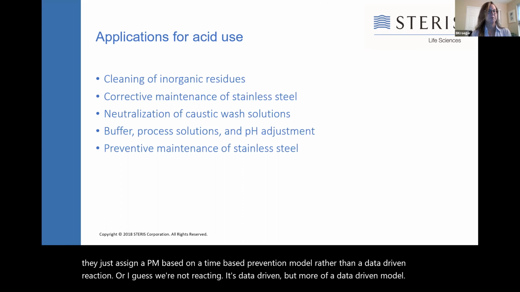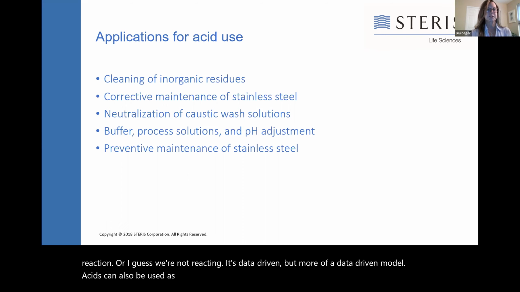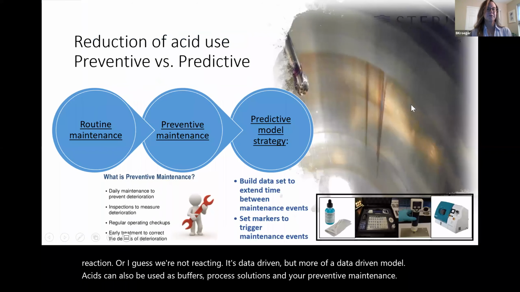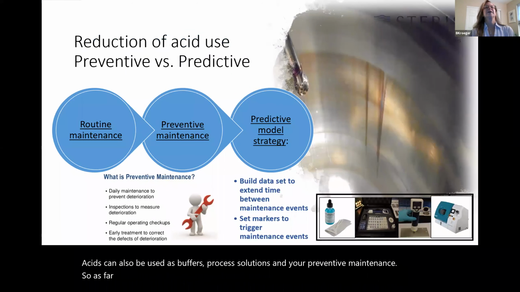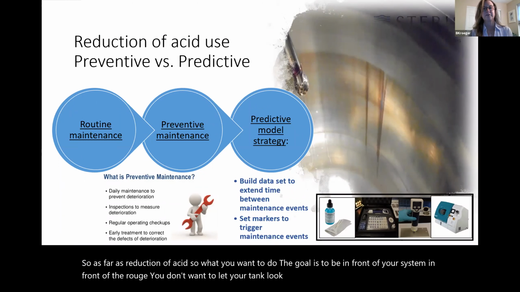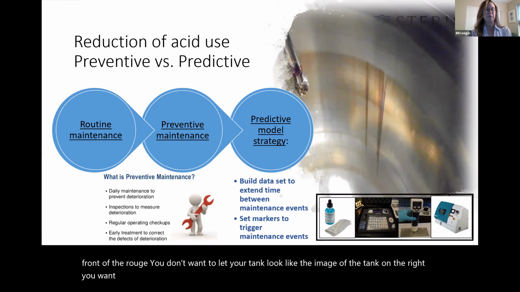Acids can also be used as buffers, process solutions, and in your preventive maintenance. So as far as reduction of acid, the goal is to be in front of your system, in front of the rouge. You don't want to let your tank look like the image of the tank on the right. You want to be preventative, but you also want to have that knowledge and that data set to be predictive.